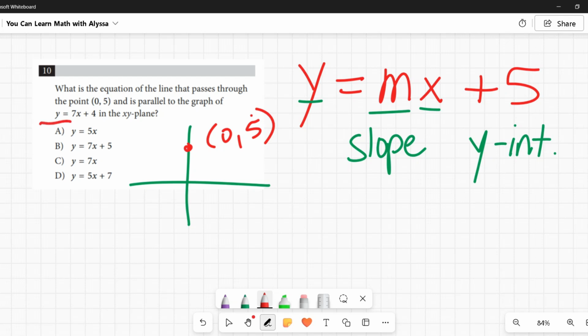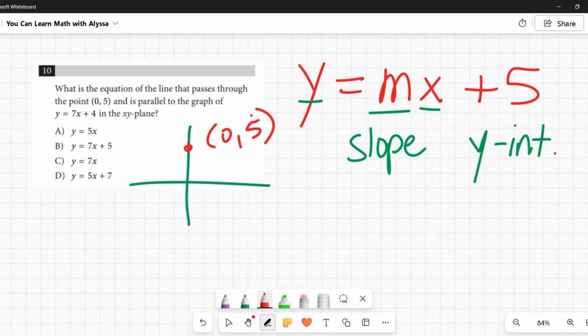Now, if you took a sneak peek over here and you go, wait a minute, there's only one that has a plus 5 on the end. Is that my answer? Spoiler alert, yes it is. But let's keep going just in case you get a problem that does not have only one possible answer after you get the y-intercept.